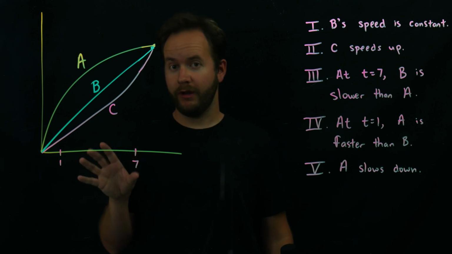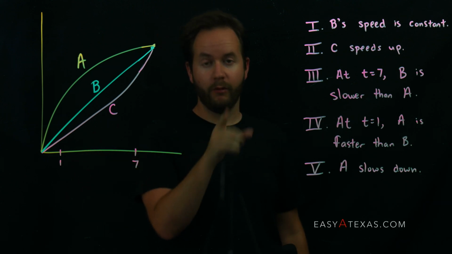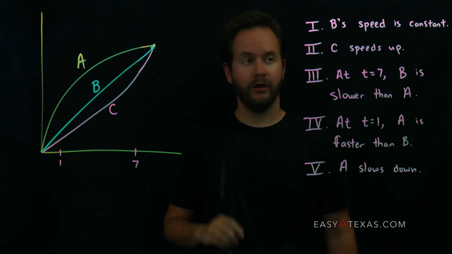Here we have 3 runners running a race, and we have 5 statements, one of which is false. Remember that. We want to figure out which one of these statements is false about these runners. Let's start with the first one.